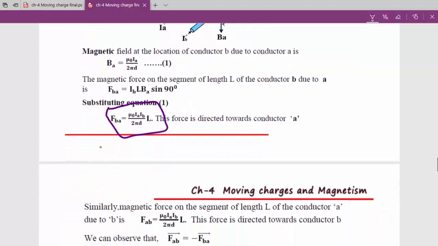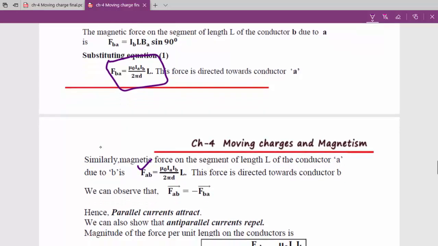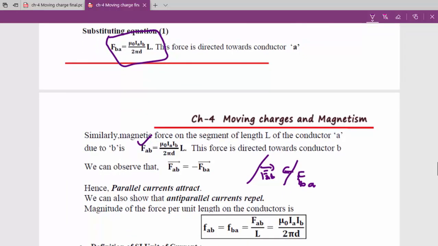Similarly, what is the force on A conductor due to B conductor? It is also the same formula, mu naught by 2 pi, I_A I_B into L divided by D. But the difference is that F_AB and F_BA are opposite. Both are equal, but they are opposite. If you take two conductors, the force F_AB and F_BA are both the same but opposite. What is F_AB? Force on A conductor due to B conductor. What is F_BA? Force on B conductor due to A conductor.